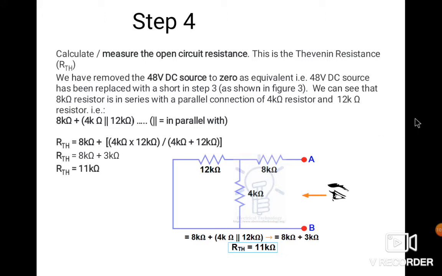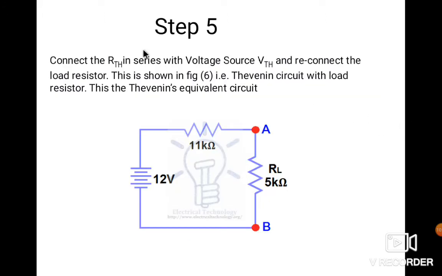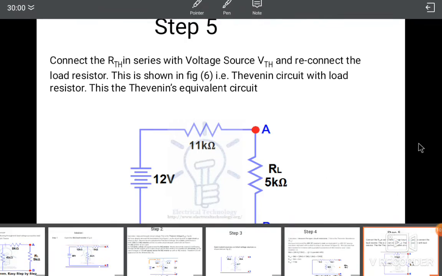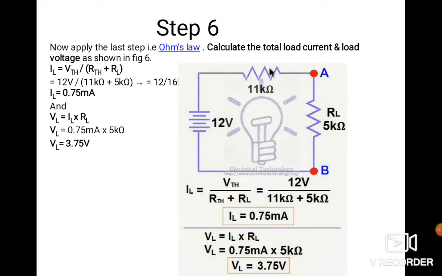Now in the next slide, step 5. The 12 volt is the VTH, which we found in step 2, and this is step 4 in which we found the RTH. Connect this in series with the load RL and find the total current. See, this is the final step. Now apply Ohm's law in the last step. Calculate the total current and the load voltage across this one.